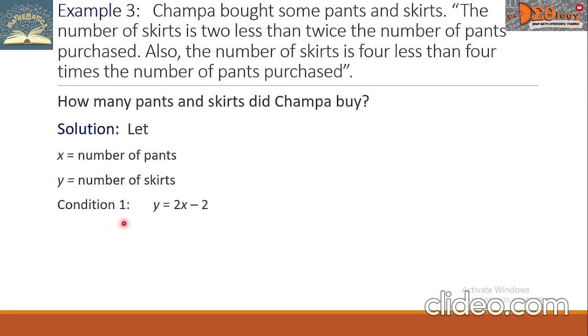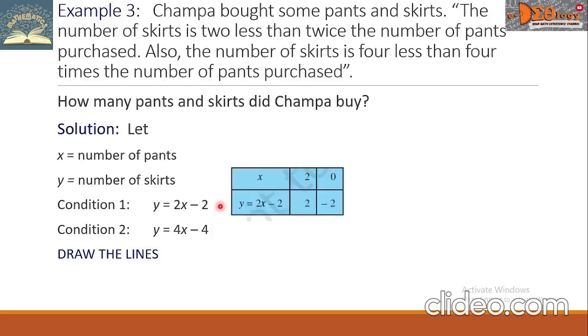For the first condition, it says the number of skirts is 2 less than twice the number of pants purchased. So we write here y equals 2x minus 2. Condition 2. The number of skirts is 4 less than 4 times the number of pants purchased. So we have y equals 4x minus 4. Then let us draw the lines.